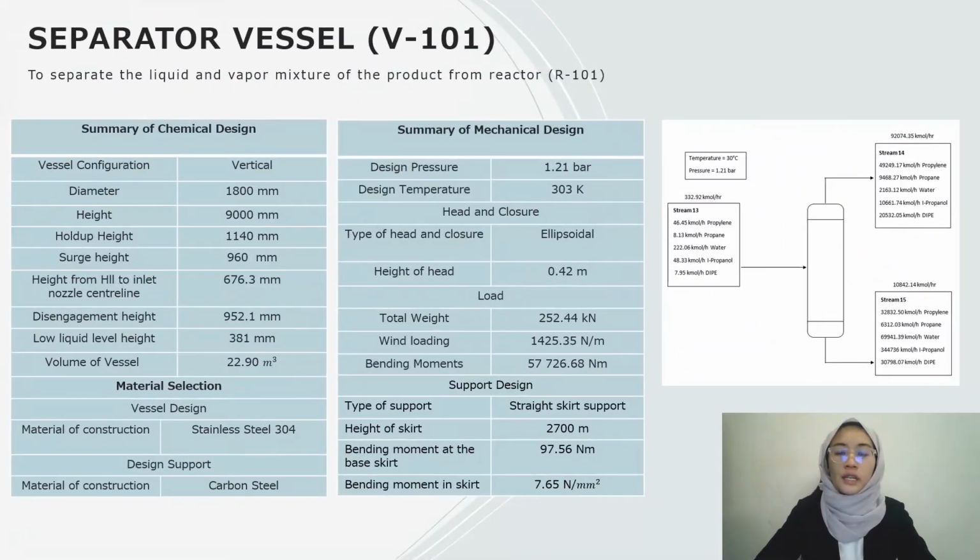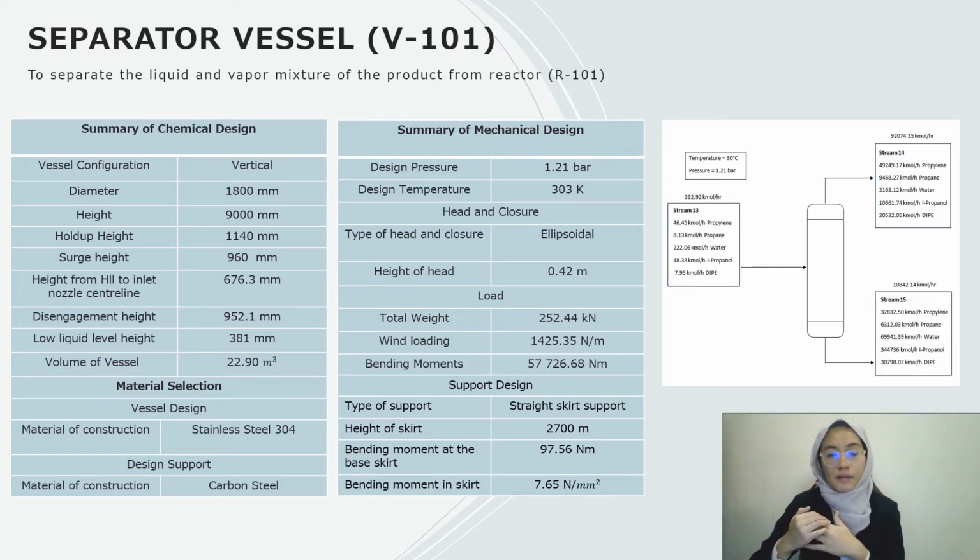So, here is the engineering drawing for the fixed bed reactor R101. For this section, I will explain the equipment design involved for the separator vessel unit, which is V101. The purpose of this unit is to separate the liquid and vapor mixture of the product from the reactor, which consists of propylene, propane, water, isopropanol and diisopropyl ether, as shown in the figure. The vapor product will be treated while the liquid product from the vessel will proceed to the light gas tower.